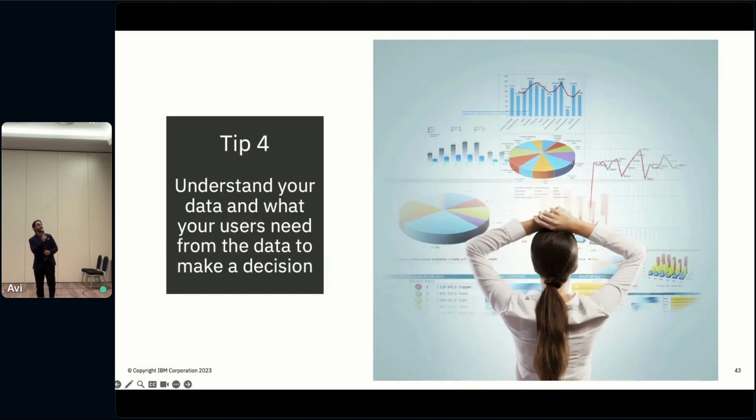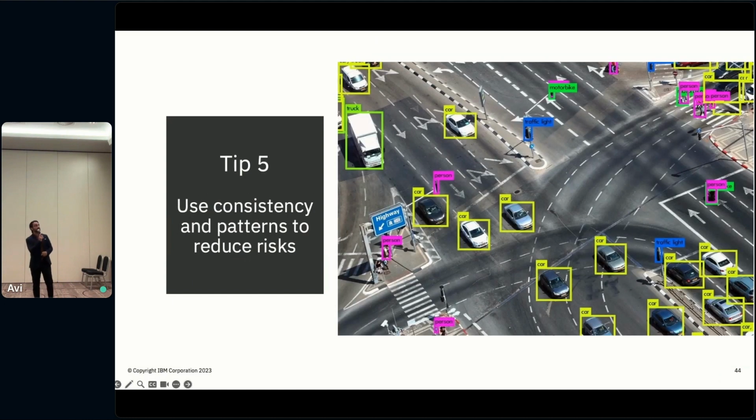So really, really important. Understand your data. I think Flora commented on this, what your users need from the data, to make it really, really important. And I think part of user-centered design. Use consistency in patterns to reduce risks, even with things like hazards. A lot of the things, actually, if you look across solutions, the same type of hazard, same risk, even if the solution is drastically different, it's a very similar thing. So you can use consistency to simplify the process a lot.